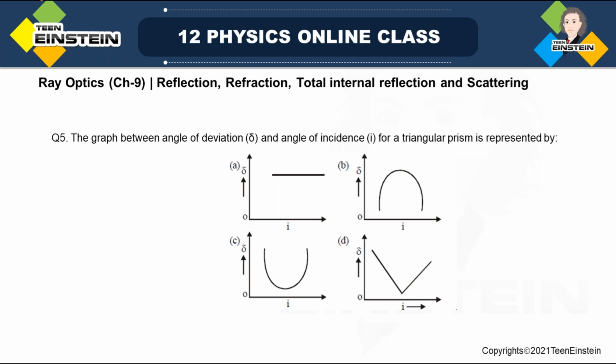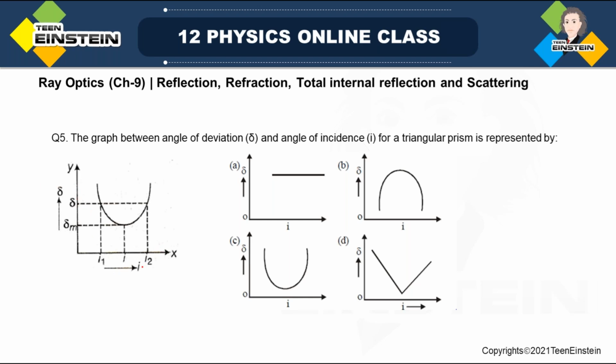You might be familiar with the figure. Look at this figure: this is the variation of angle of deviation with respect to angle of incidence. Initially the angle of deviation will decrease with increase in angle of incidence. Then it reaches a minimum value, delta minimum, called the minimum angle of deviation, where angle of emergence and angle of incidence are the same.